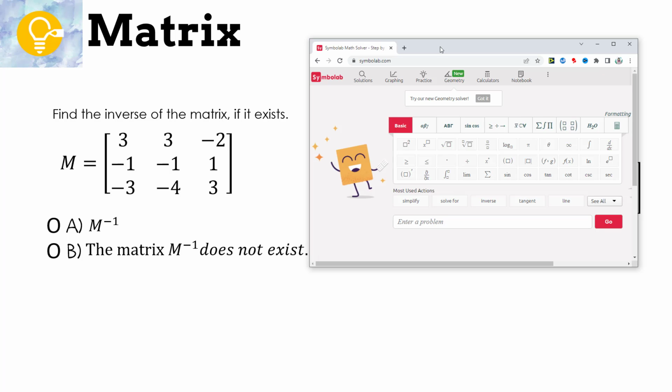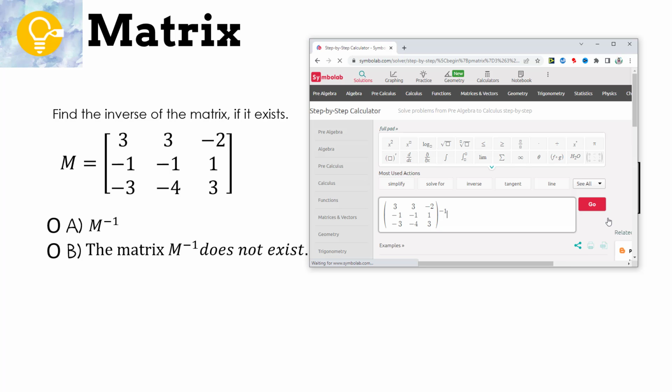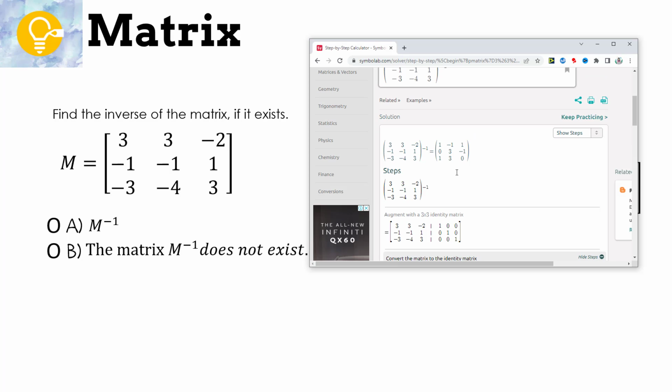The first one says, find the inverse of the matrix if it exists. Let's put in our 3 by 3. Over arrow, and our exponent is -1 because we want the inverse. And let's go. It does have an inverse, and this is our inverse.